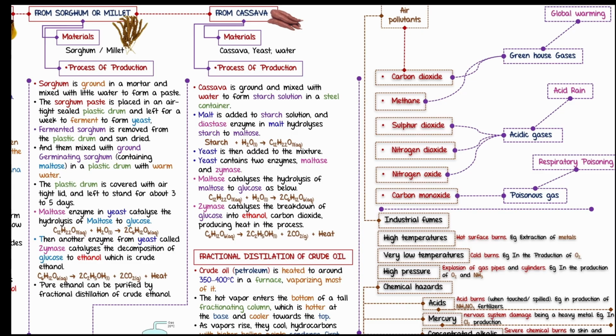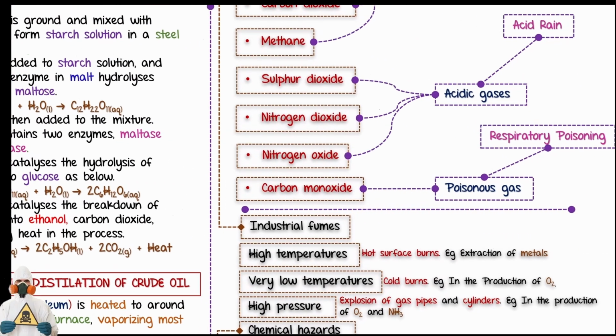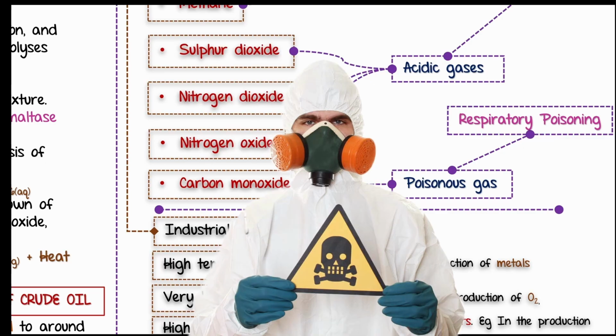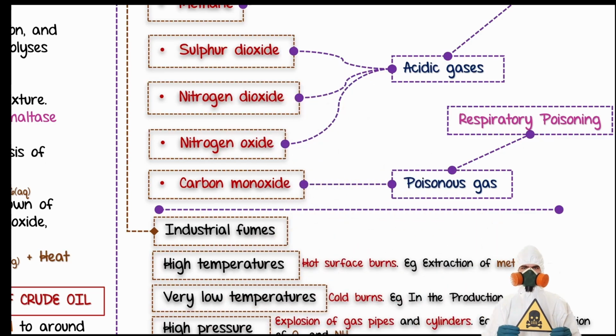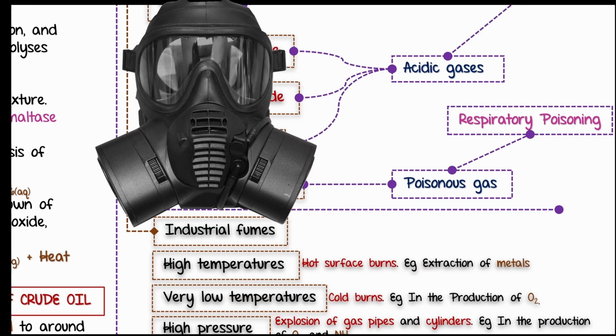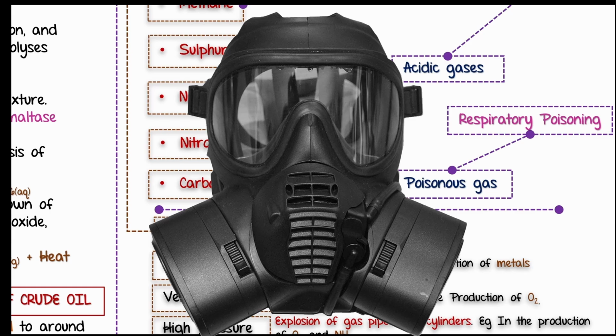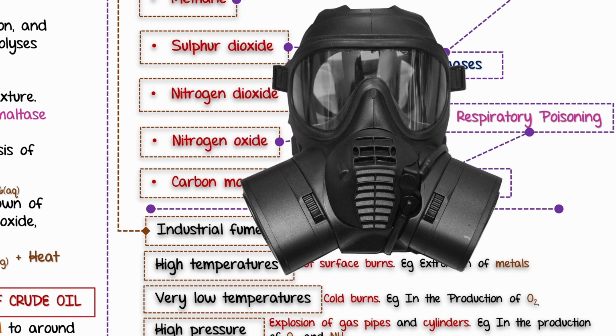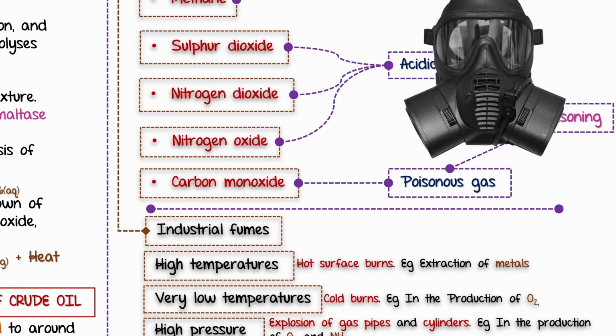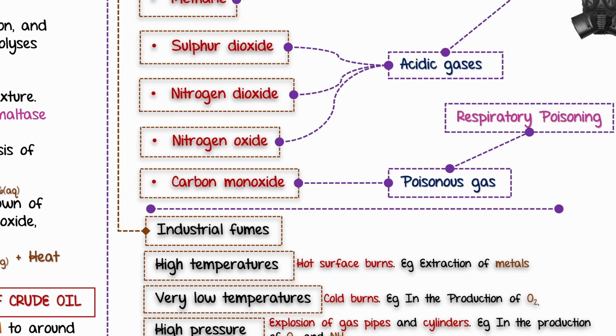And for poisonous gases like carbon monoxide, in case the workers are not wearing personal protective equipment like gas masks, the chance of these workers inhaling carbon monoxide is very high. And once inhaled, these workers can get respiratory poisoning problems. So, how best can we mitigate this? We can advise these workers to wear personal protective equipment like gas masks.